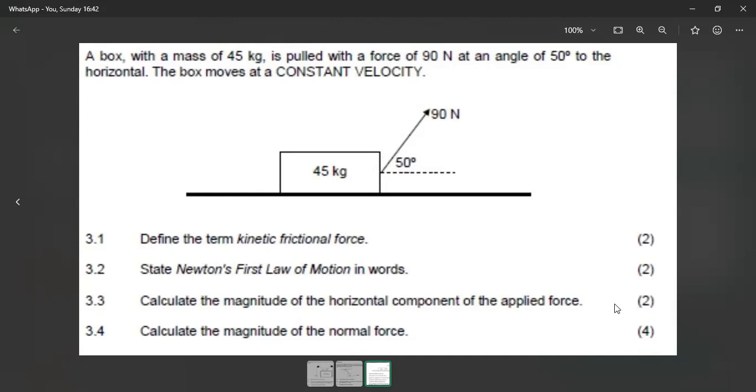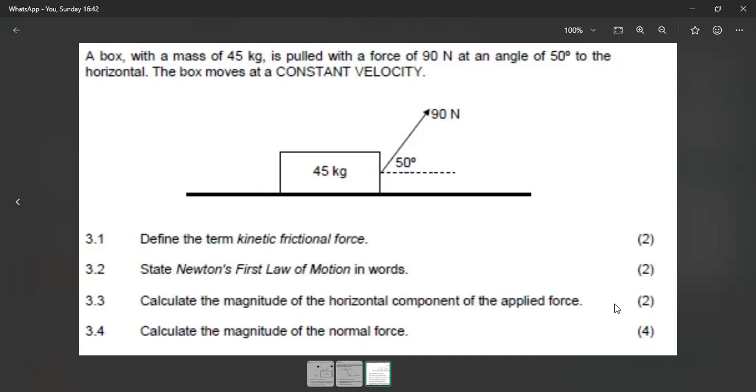That's how we knew that we have frictional force in this case, because in the statement, there was no mentioning of the frictional force. Do you see that? You need to be observant. So we are not going to define the kinetic frictional force. We trust you, you can do that. Then the next one says, state Newton's first law of motion in words. We are also not going to do that. We entrust you to take care of it.